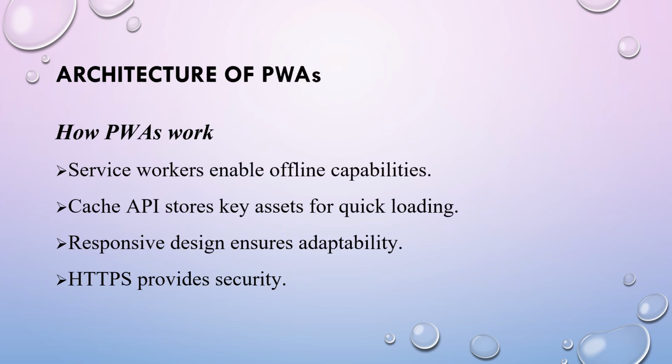The architecture of PWAs is what sets them apart. At the core are service workers, which handle background tasks like offline caching and push notifications. The Cache API stores key assets, ensuring the app loads quickly even with limited connectivity. PWAs also rely on responsive design to adapt seamlessly to various screen sizes. Finally, they run exclusively on HTTPS, which provides a secure browsing experience for users. This robust architecture is what makes PWAs so versatile and reliable.